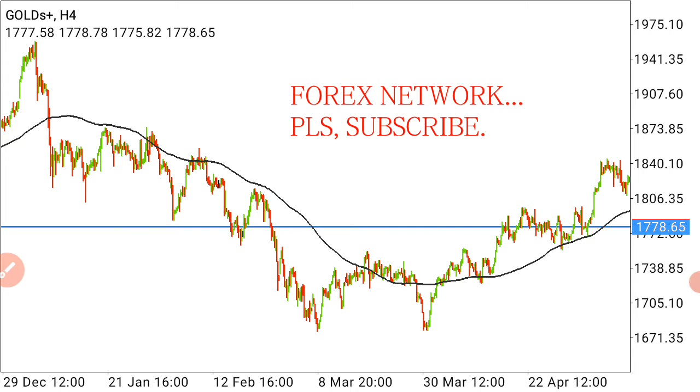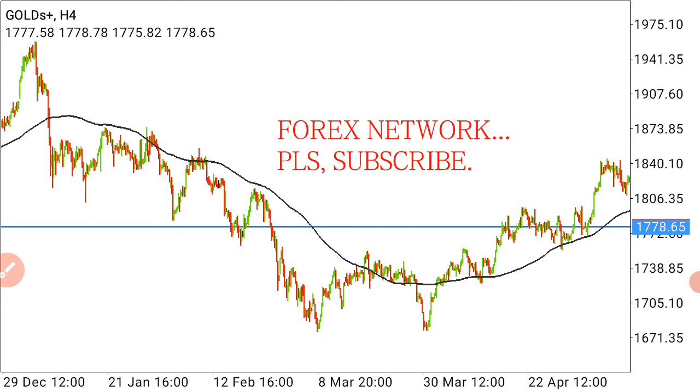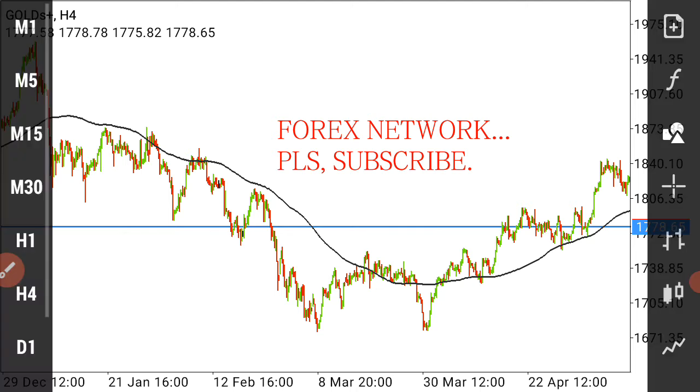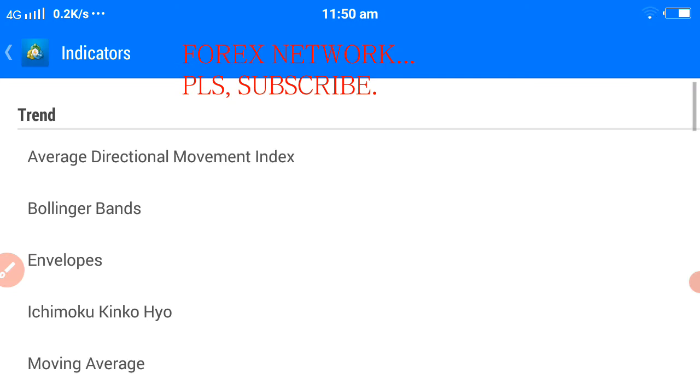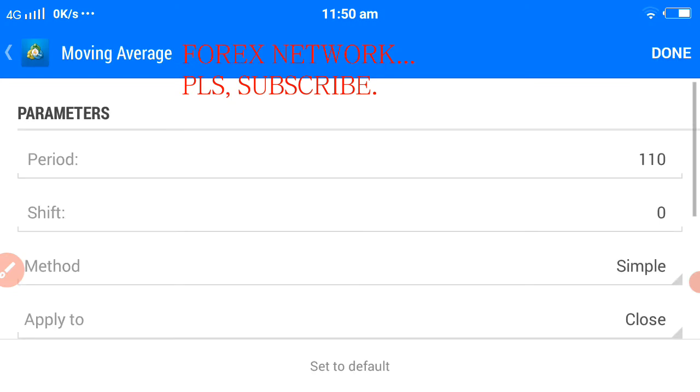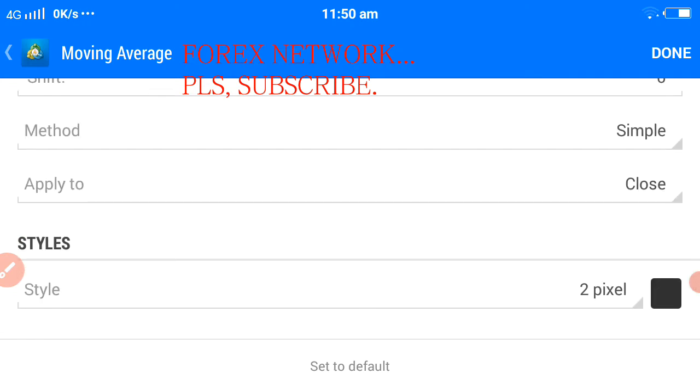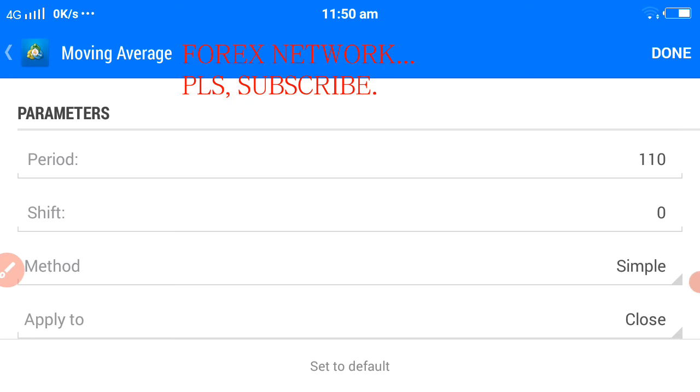That said, let's continue. I'm sure you all know what a moving average is right now. So now we'll be talking about the types of moving average we have. The first one is the simple moving average. So how do you see all this? Let me take you to where you can make a selection of a moving average. Once you click on the moving average, you can see all this right here. So we're going to be talking about the period, the shift, and of course the method, the applied price, and the style. Everything you can see, we're going to be talking about it.